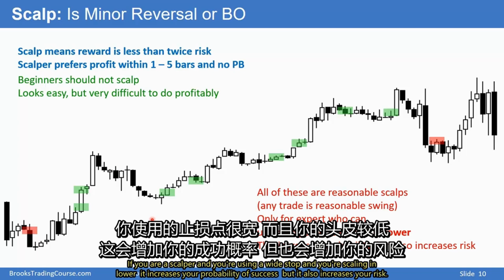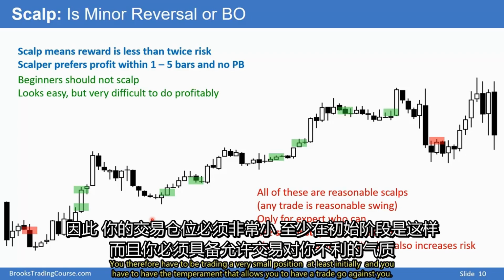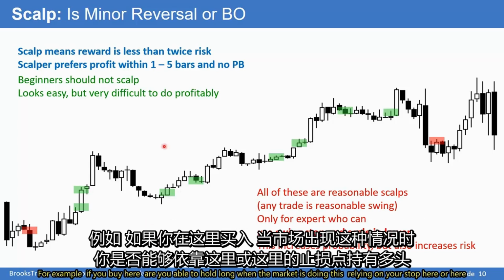If you are a scalper and you're using a wide stop and you're scaling in lower, it increases your probability of success, but it also increases your risk. You therefore have to be trading a very small position, at least initially, and you have to have the temperament that allows you to have a trade go against you. For example, if you buy here, are you able to hold long when the market is doing this, relying on your stop here or here?